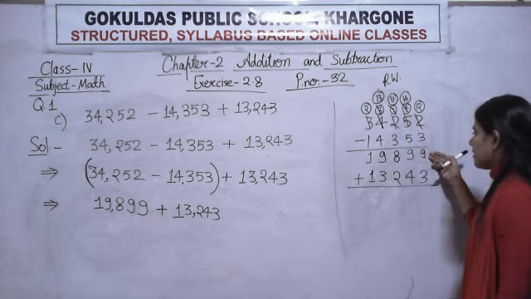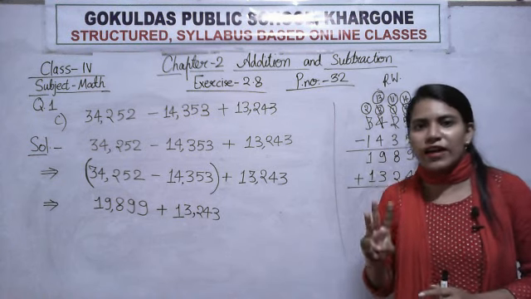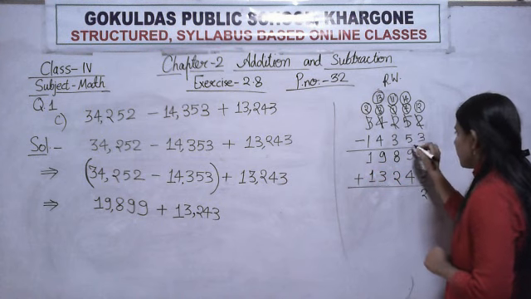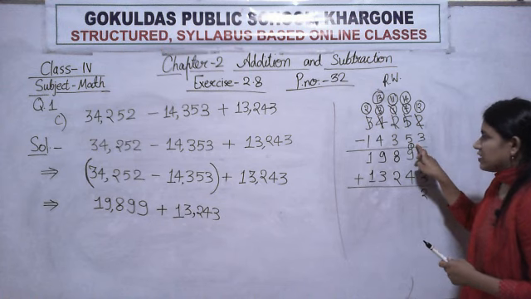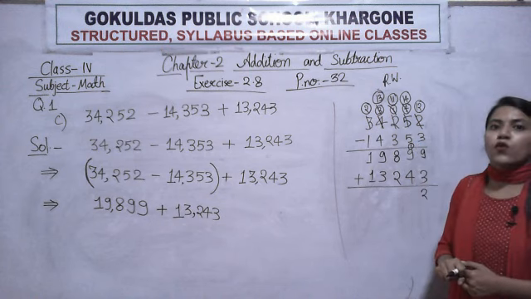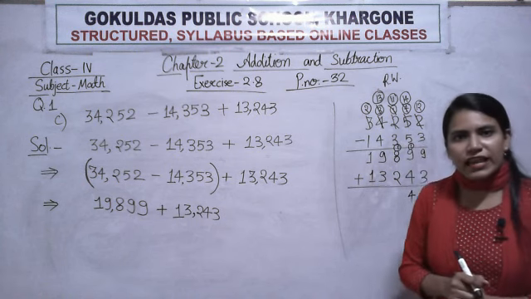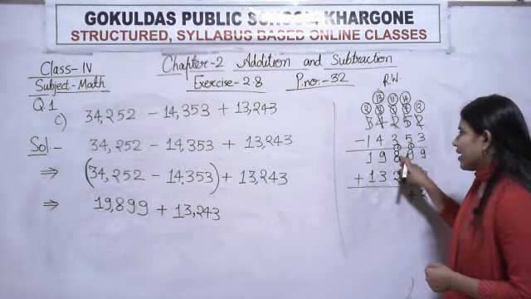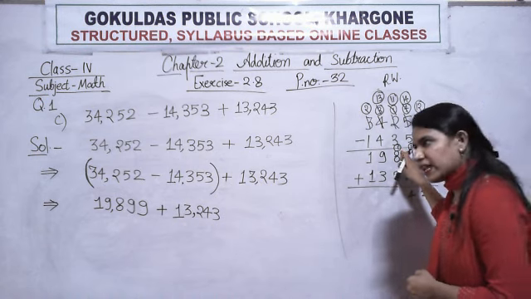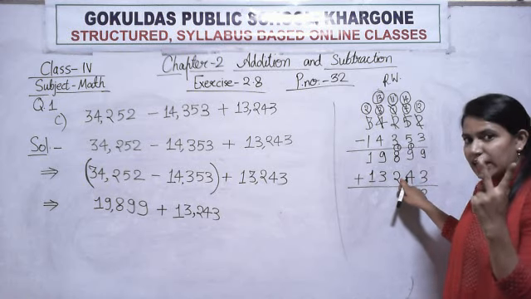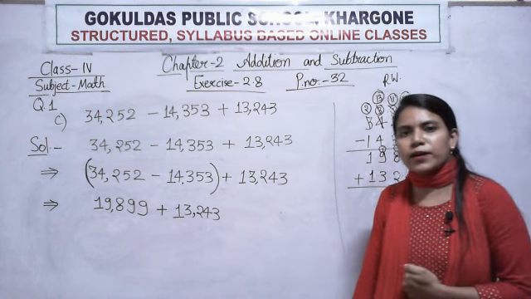Now add 9 plus 3. 9 plus 3 is 10, 11, 12. So 2 I am putting here. 1 is regrouped with the next column. Now add this. 9 plus 1 is 10. 10 plus 4 is 14. So I will write 4 here. 1 will be regrouped with the next column. Now 8 plus 1 is 9. 9 plus 2 is 10, 11. So I will write 1 here. 1 will be regrouped with the next column.